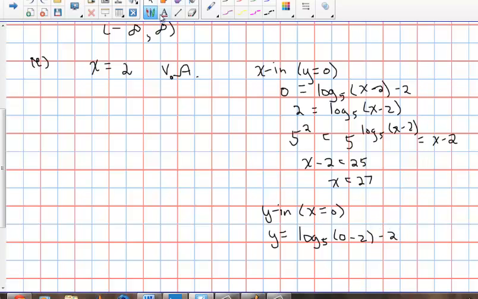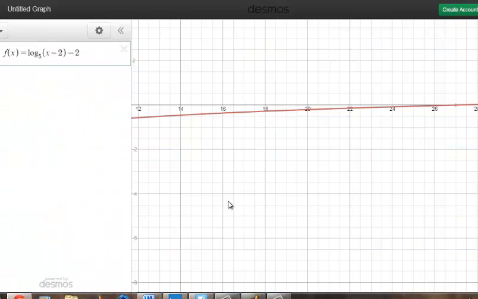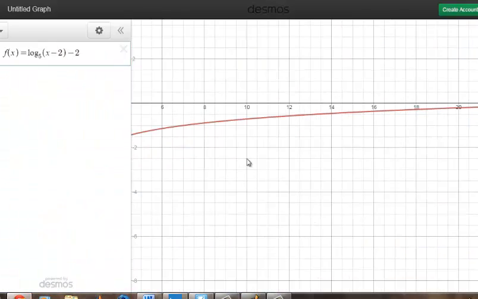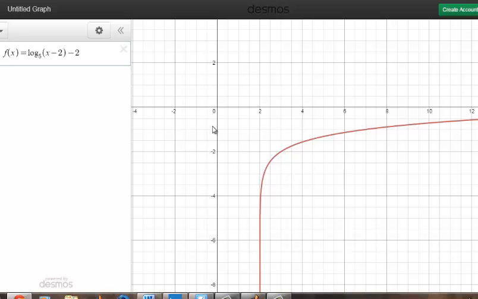Okay, now we can already see we have a problem, because this number right here is equal to negative 2, and you cannot take the log of a negative number. Therefore, there is no y-intercept. And if we take a look at the graph, we can see that it never does cross the y-axis.